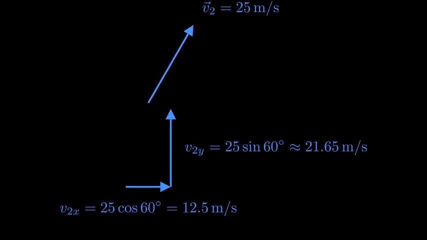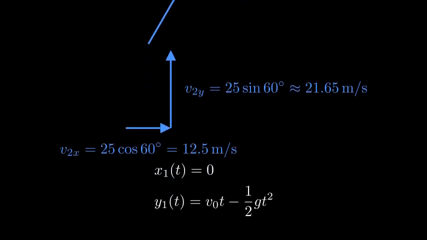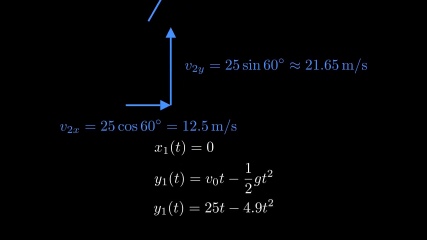Now, let's develop the position equations for each body. For the first body thrown straight up, x1 equals 0 for all time, since there's no horizontal motion. y1 equals v naught times t minus 1/2 g t squared. Substituting our values, we get y1 equals 25 times t minus 4.9 times t squared.